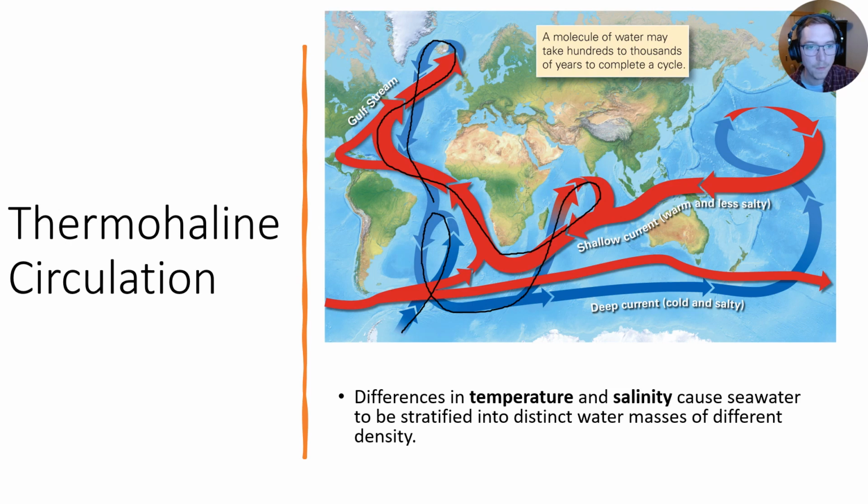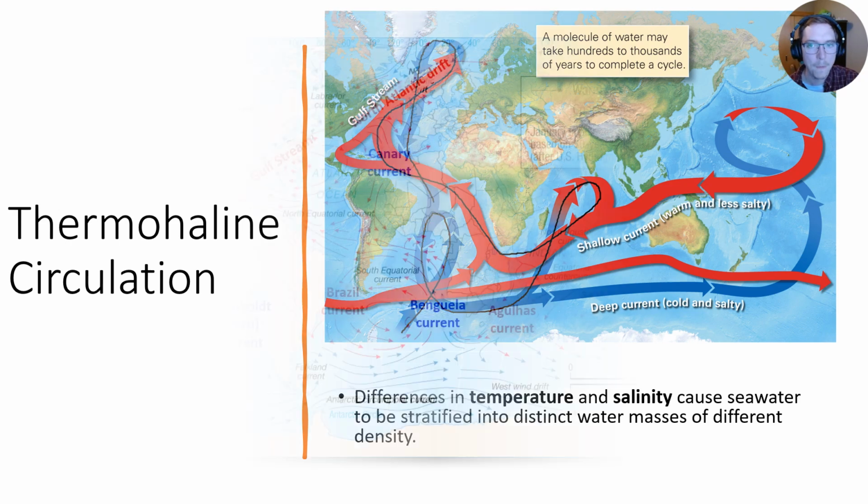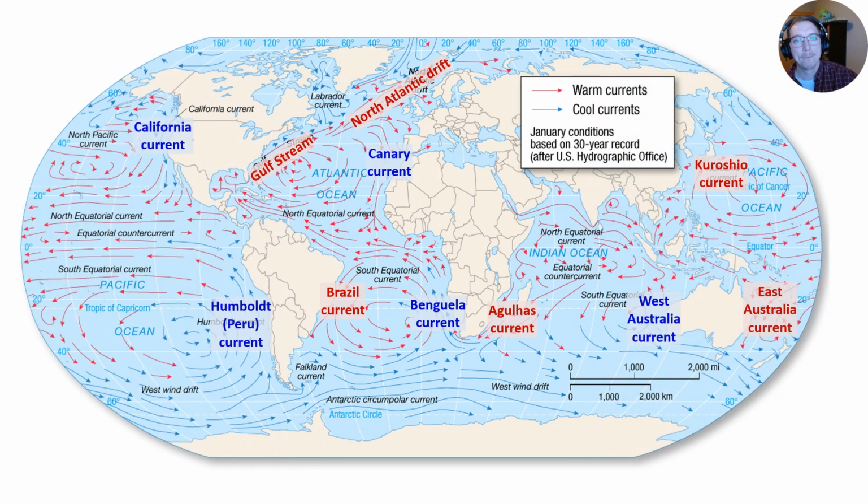Now, what's important to note, and we can see here just kind of our dominant currents across. We've got our California current, the Humboldt-Peru current, our Gulf Stream, the North Atlantic Drift, the Canary, Brazil, Benguela, Agulhas, the West Australia, East Australia current, and the Kuroshio current. These all have different impacts.